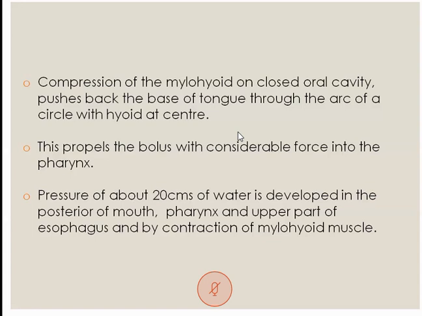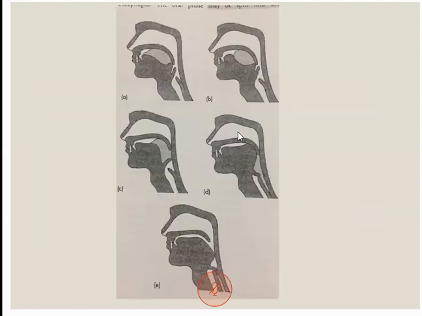A pressure of about 20 centimeters of water is developed in the posterior part of the mouth, the pharynx and the upper part of the oesophagus by contraction of the mylohyoid muscle. This 20 centimeters of water pressure is created by the mylohyoid muscle, which forces the bolus into the pharynx. This is what you are seeing here. Food is formed here. This mylohyoid contraction pushes it posteriorly, slowly, and it enters into the pharyngeal space now.